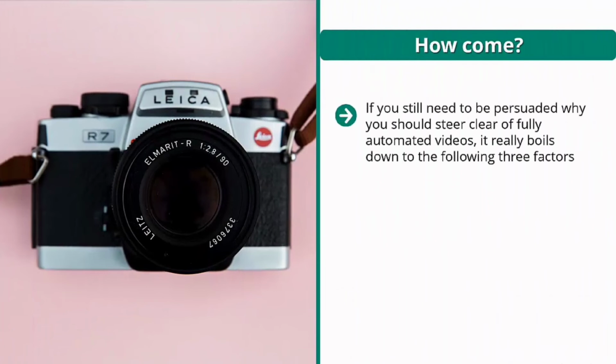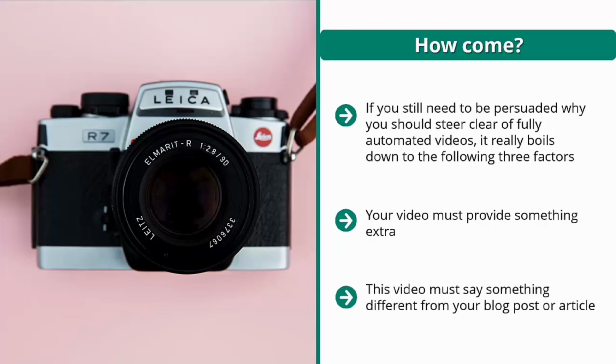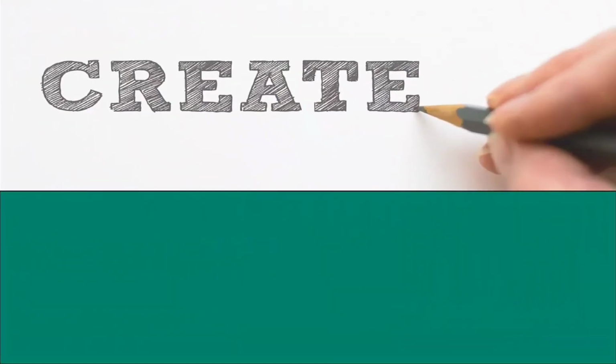How come? If you still need to be persuaded why you should steer clear of fully automated videos, it really boils down to the following 3 factors. Your video must provide something extra. In other words, you're sharing stuff on social media. This video must say something different from your blog post or article. It can't just be a word-for-word dictation of the stuff that you've already written.